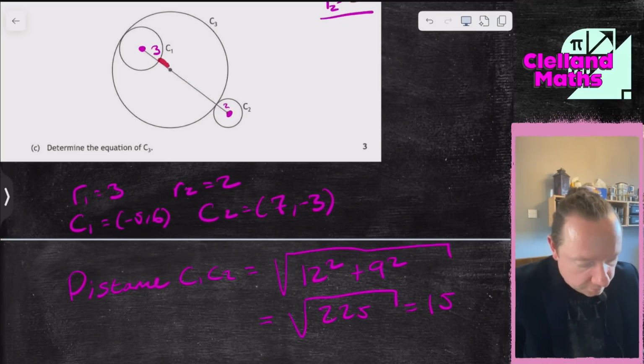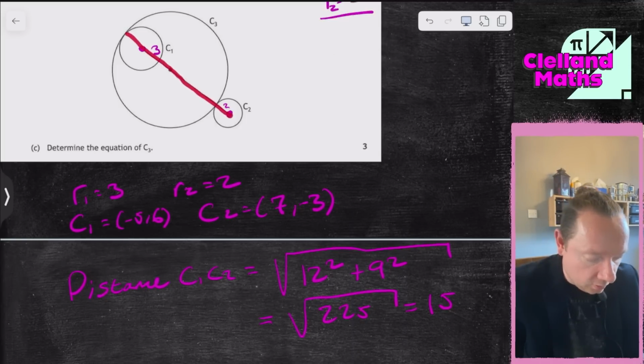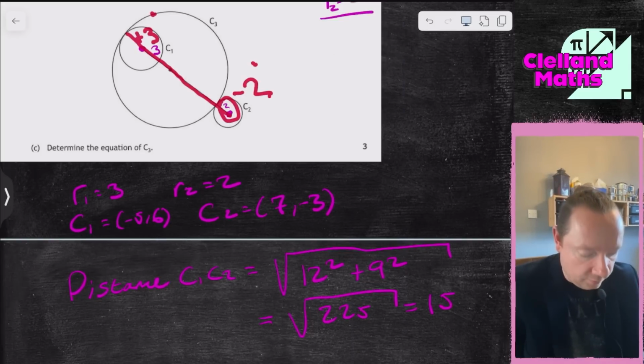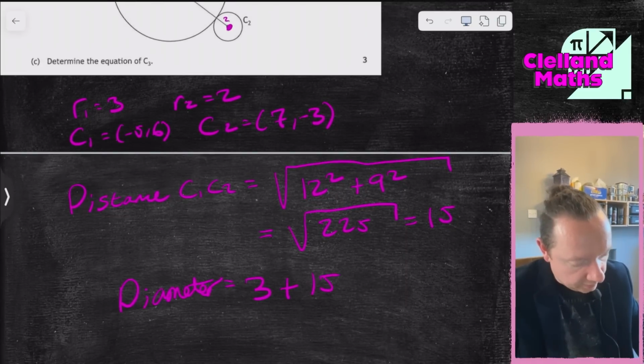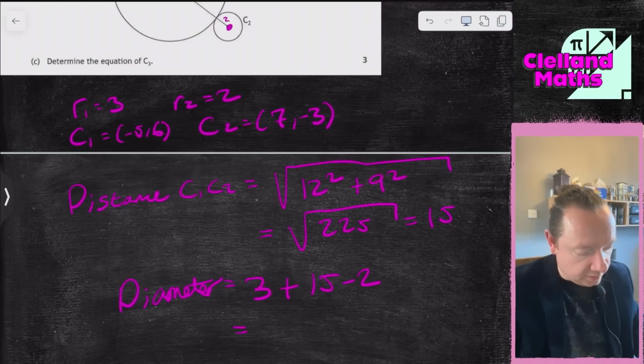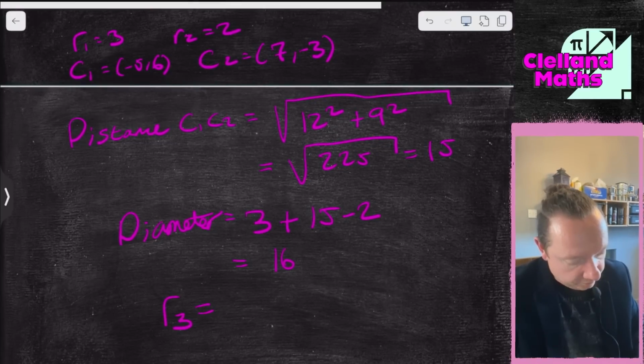Well, I know nothing about this bit. But what I can do is say, what if I tried to go for the diameter? If I went all the way along here, I would have the distance plus an extra 3, but then I would be that many too far, so I'd have to take away 2. So the diameter is 3 plus 15 take away 2, which is 16. So the radius of C3 is half of that, which is 8.